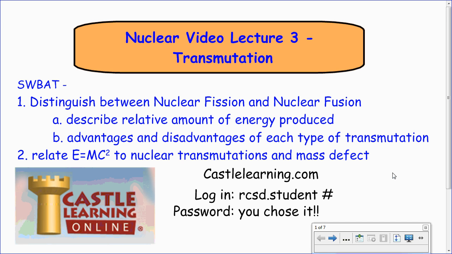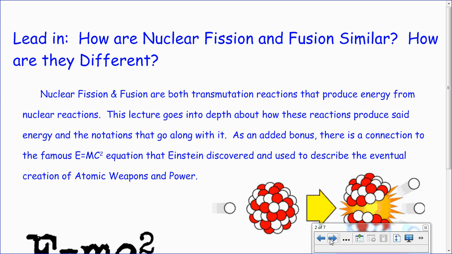We're going to look at some advantages and disadvantages of each type of transmutation. And I want to relate this back to that famous E equals MC squared equation that Albert Einstein postulated in 1905. Oh, wow, 110 years ago now that he was working on this type of stuff in his mind. So, how are nuclear fission and fusion similar? How are they different? Well, I think of them as opposites.